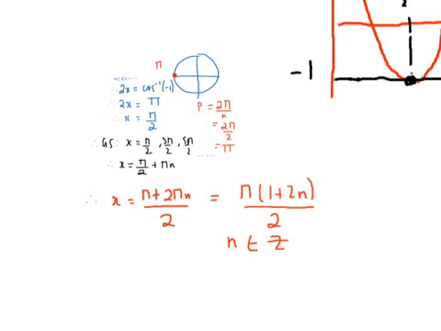In terms of writing this as a general solution, remember we always want to put the period, which in this case is pi, times n, where n is an integer. If I simplify that algebraically, I put it over a common denominator, so this is how I get to this step, and then in this step I factorize. So that's my general solution.